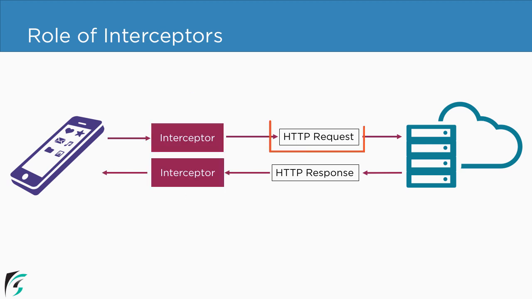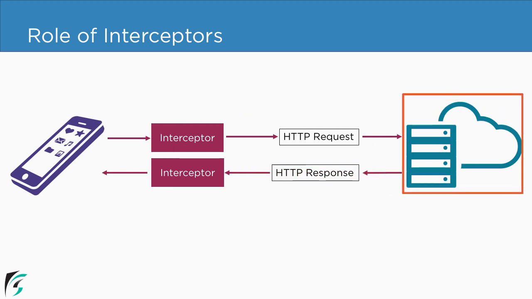Well, when our application makes an HTTP request, an interceptor can modify the request before it gets sent to the server. This might include adding headers or logging or some other kind of logic. OkHttp then forwards the request onto the server.